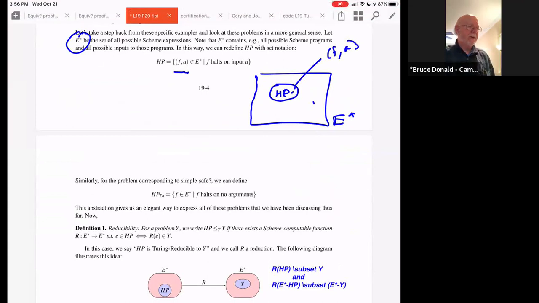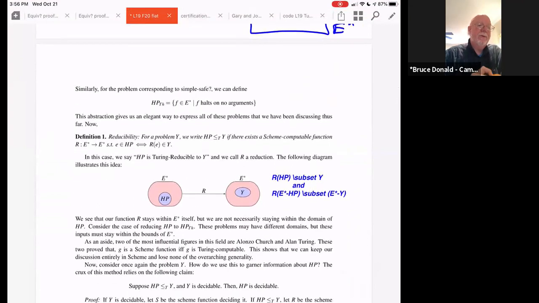And now we can define what a reduction really is. It's not that intimidating given all the stuff you've done with functions, but I want to help you parse it and see what it is you're proving. So what does it mean to reduce, this notion of reduction? I don't want to be talking about the halting problem for thunks or simple safe or anything like that. I want to talk about an arbitrary problem, which I will call Y, the letter Y. And Y might be simple safe, Y might be a quiv, might be code safe, might be a whole bunch of other things. But the idea is Y is a parameter. When it's your problem, you can then instantiate it and use this definition.